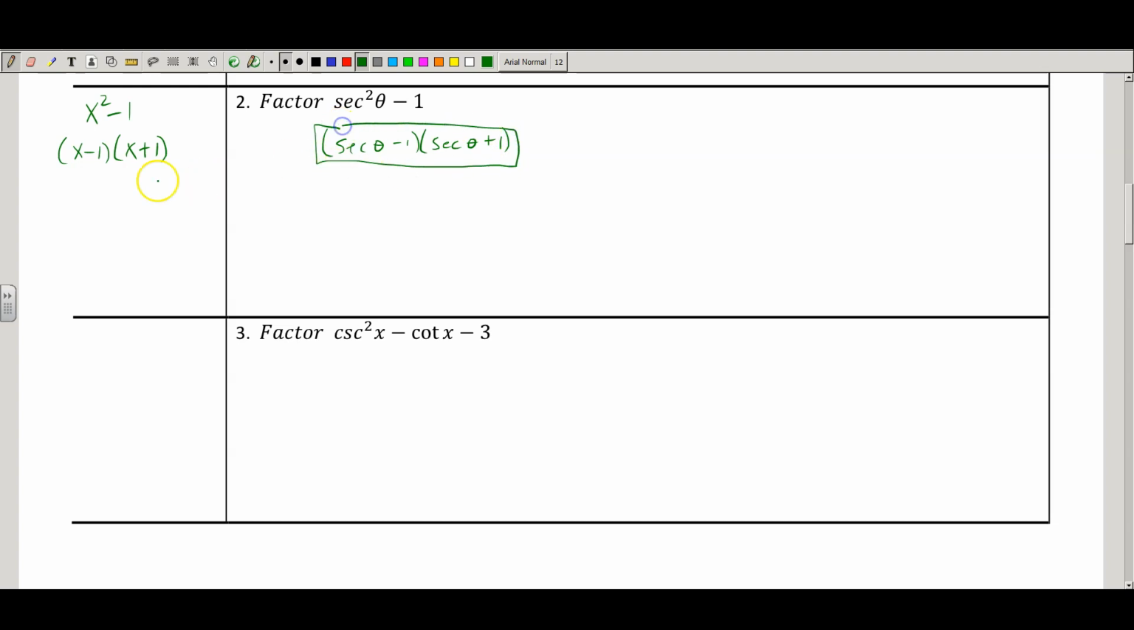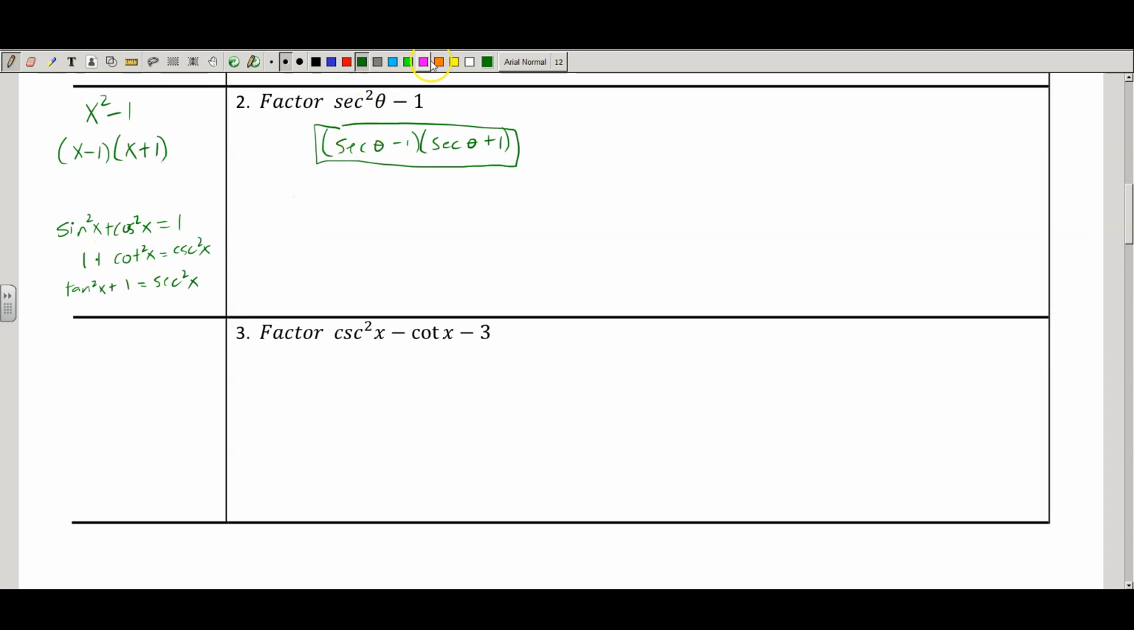Now we do know that if we think back to the Pythagorean identities, right? I'm going to write those down. Sine squared plus cosine squared is equal to 1. And then we also have 1 plus cotangent squared is equal to cosecant squared. And we also have tangent squared plus 1 is equal to secant squared. Those are the Pythagorean identities.